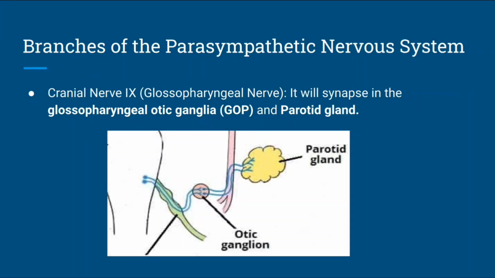The next one is the cranial nerve 9 or the glossopharyngeal nerve. It will synapse with the glossopharyngeal otic ganglia, or GOP in the short form, and the parotid gland.